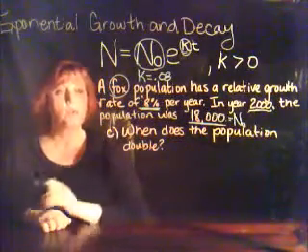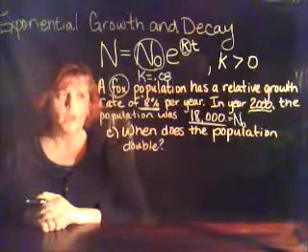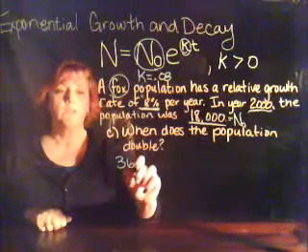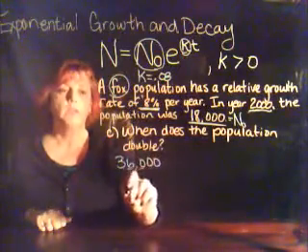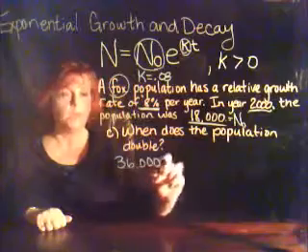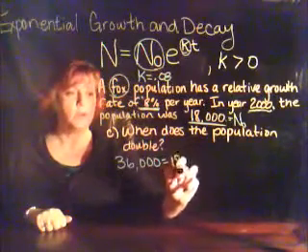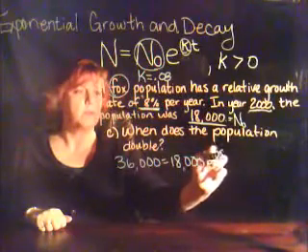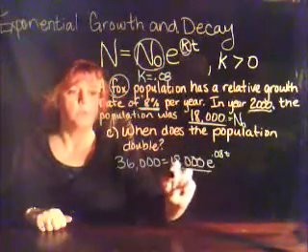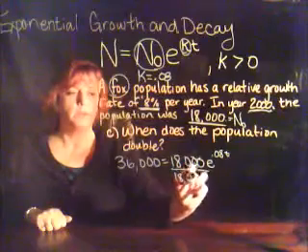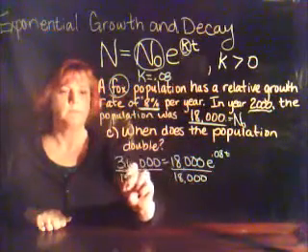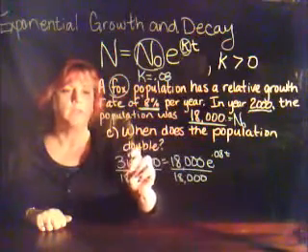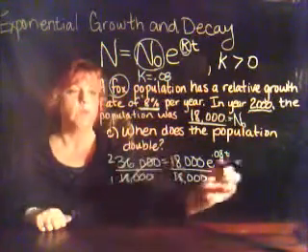We had a final question here of when does the population double? Double of 18,000 is 36,000. So that's going to be my final population, and I can set that out the same way. I'm still looking for t, just like in part B. So I'll divide by 18,000. Now this cancels to 2 over 1 because it's doubled.